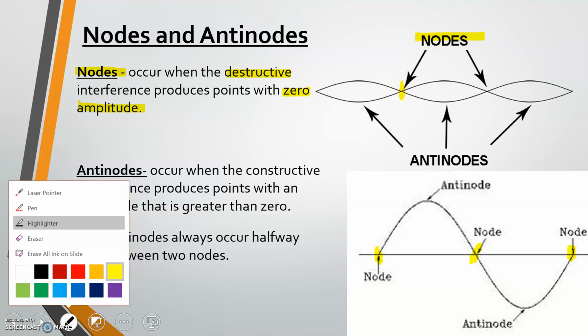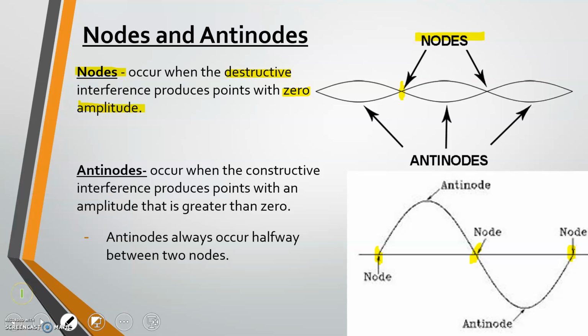On the other hand, you have antinodes, which of course is the exact opposite. An antinode occurs with constructive interference. It produces points with an amplitude that is greater than zero. So it has an amplitude. These antinodes are located here, here, here. On this bottom diagram, the antinode is located here and here. So it's the crest and the troughs essentially.